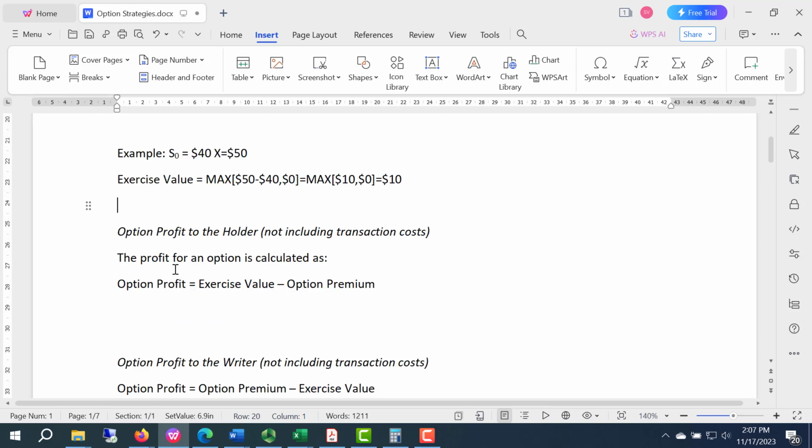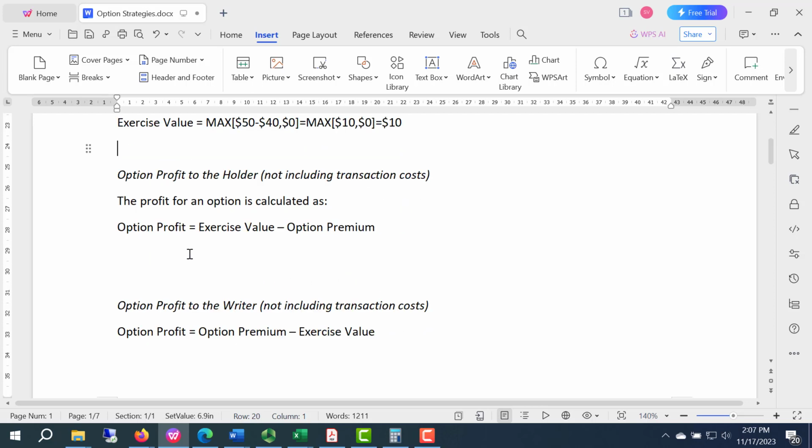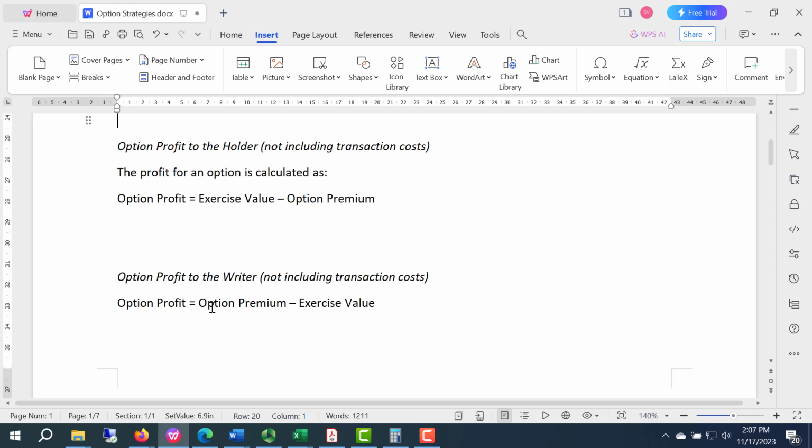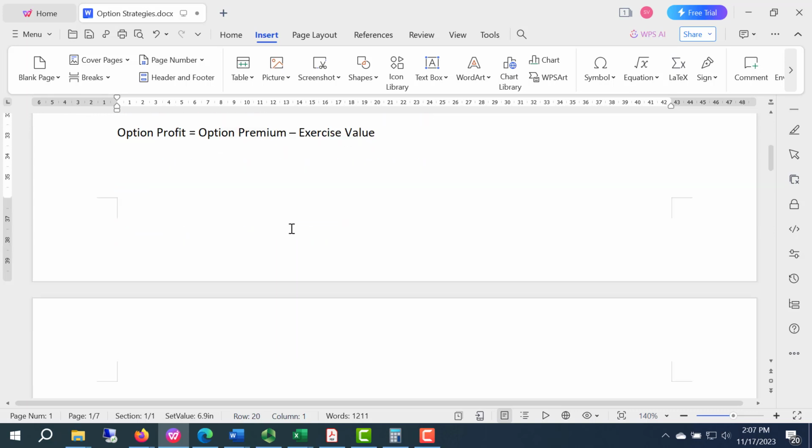So the option profit to the holder, this does not include any transaction cost. The profit for an option is calculated as the option profit equal to the exercise value of the option minus the option premium, what you paid for the option, the price of that option. That's the option profit to the holder. The option profit to the writer, so that's the person who's selling the option, is equal to the option premium, what they sold it for, minus the exercise value of the option.